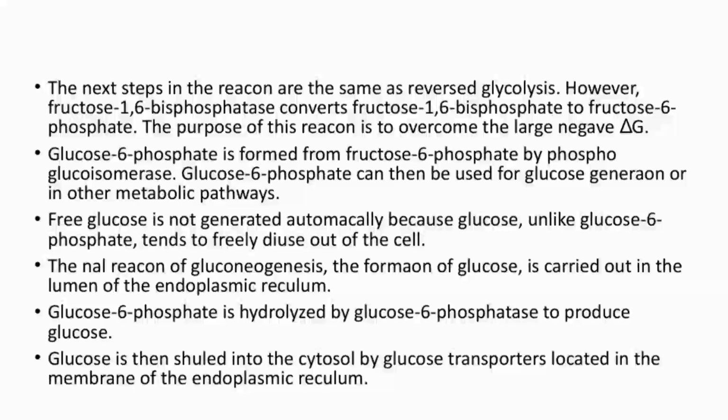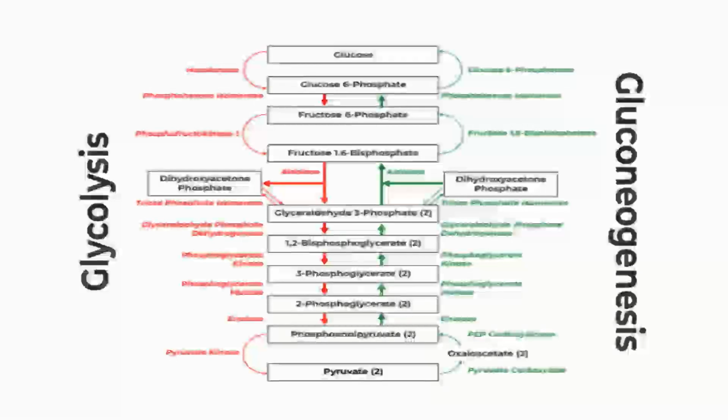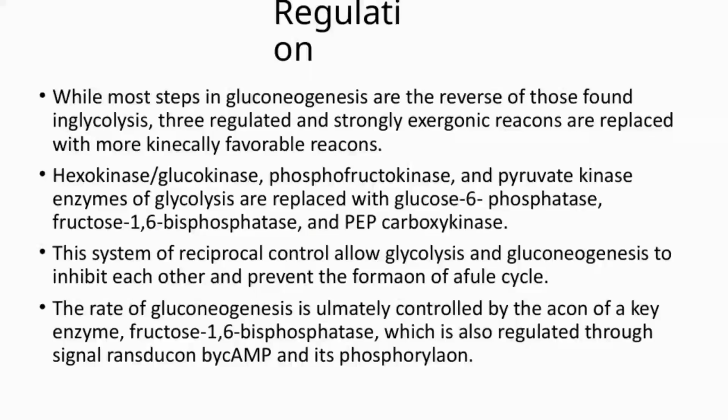Now, while most steps in gluconeogenesis are actually the reverse of those in glycolysis, there are 3 key reactions that are different, mainly because they are highly regulated and strongly exergonic. These reactions are replaced with alternative, more kinetically favorable ones to make the process work efficiently. Specifically, the glycolysis enzymes, hexokinase or glucokinase, phosphofructokinase, and pyruvate kinase, are replaced by glucose 6-phosphatase, fructose 1,6-bisphosphatase, and PEP carboxykinase in gluconeogenesis.